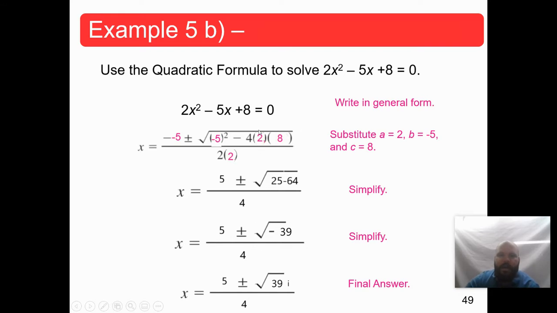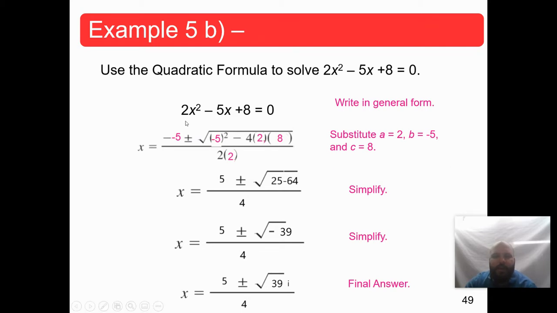So this one, I'm not sure why all these steps popped up at the same time. I didn't mean for that to happen, but let's talk about it. So you have 2x squared minus 5x plus 8 equals 0. This is already in standard form. It says write in general form. Again, standard form. The book says general. It's called standard. That's what we call it. That's what I will continue to refer to it as, but you need to know what it means when the book says general form.